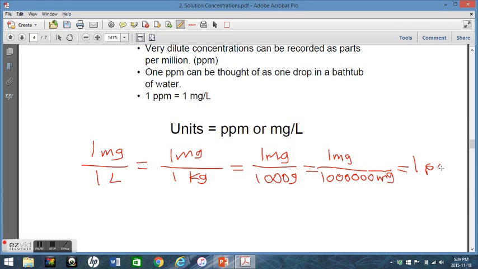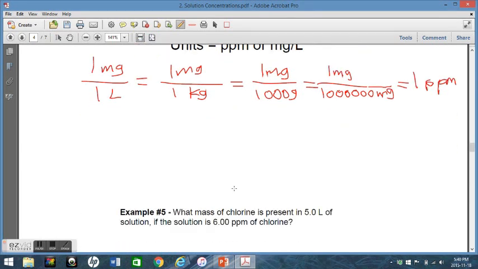And so we don't always have to go through all this metric mathematical rigmarole. What we have to do is just realize that 1 part per million is equal to 1 milligram per liter. Right? So let's take a look at what that looks like and what kinds of questions I might expect of you. Okay. So what mass of chlorine is present in 5 liters of solution if the solution is 6 parts per million of chlorine?